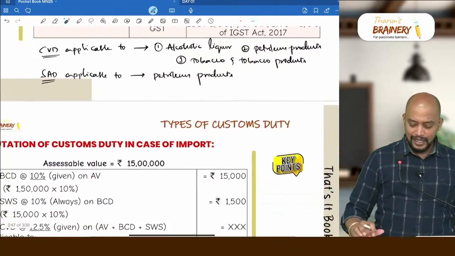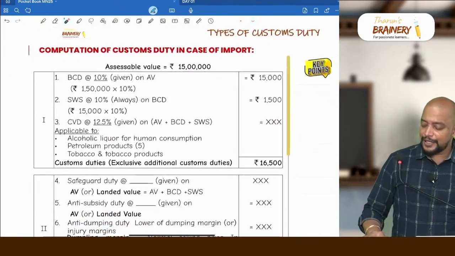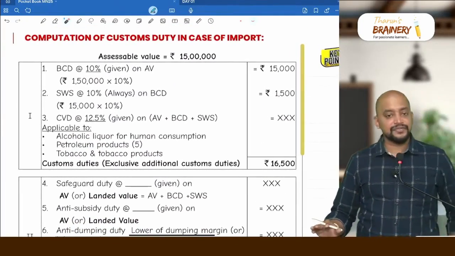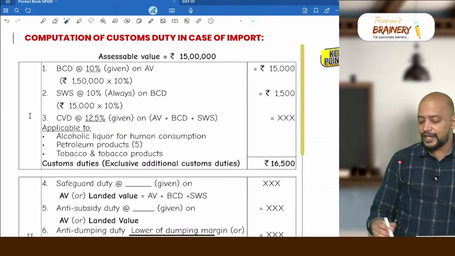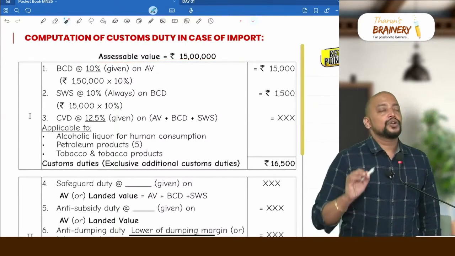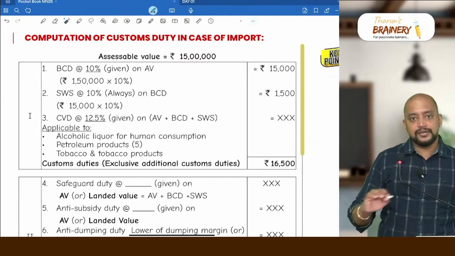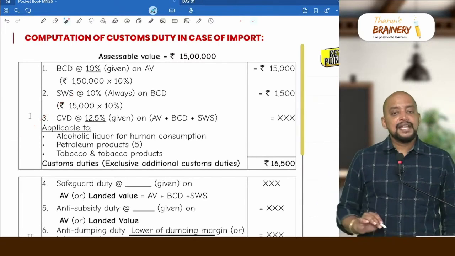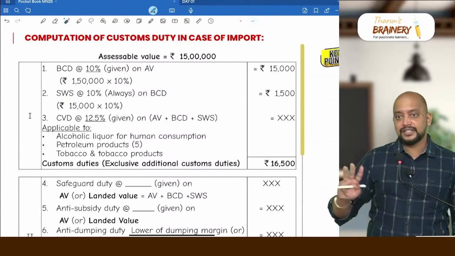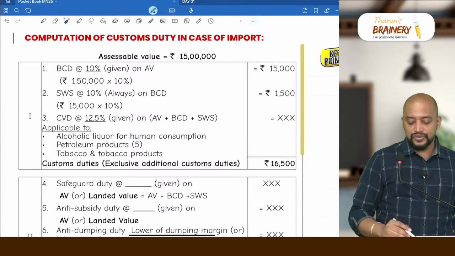Then next, this is the format of computation of customs duty in case of import. First you need to take assessable value. Assessable value will be 15 lakhs. Total 9 different customs duties we have. We divide it into 3 steps. Step 1. In step 1 we have first 3. What is that?